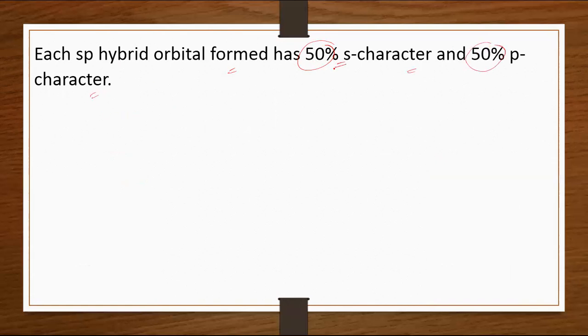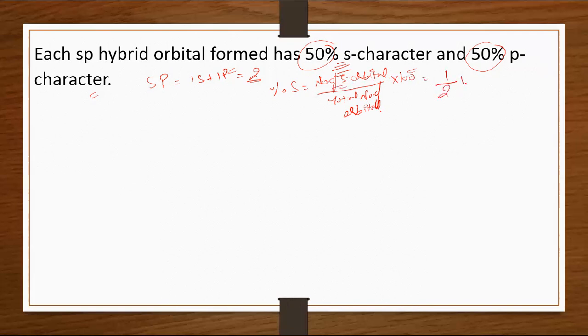How will we find the percentage of s character? You know, in sp hybridization, there is one s orbital and one p orbital. The total number of orbitals is 2. So the percentage of s character will be equal to the number of s orbitals upon the total number of orbitals into 100. The number of s orbitals is 1, the total number of orbitals is 2, into 100. So the s character is 50%.